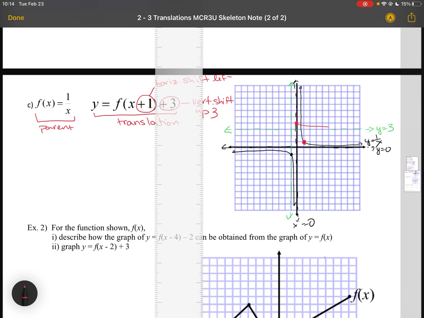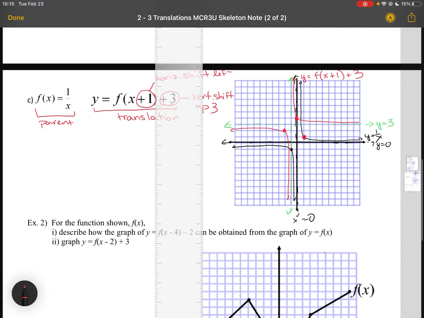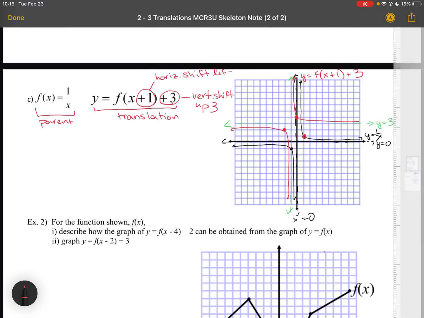And then I'm going to draw the general shape of that graph down to the horizontal asymptote, up to the vertical. Then I'm going to do the same thing with my other point, left 1, up 3. And then I'm going to draw my general sketch here. And then I can label my red function that I've drawn, which is my translated version of the parent function, the reciprocal. The last thing that I need to do is state my domain and range.